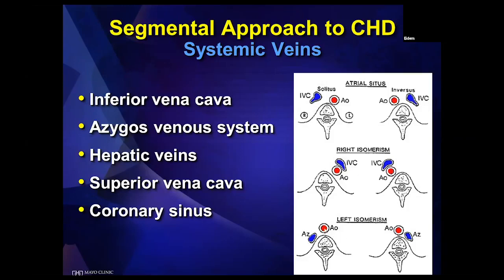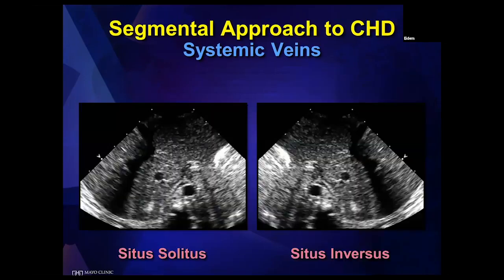Patients that have left atrial isomerism often have interruption of the inferior vena cava. The aorta tends to be positioned in the midline, and the azygos vein decompresses that area of interruption of the inferior vena cava and provides that blood flow up to the superior vena cava. So whenever you see a venous structure posterior to the aorta, always think about the azygos vein and always think about interruption of the inferior vena cava.